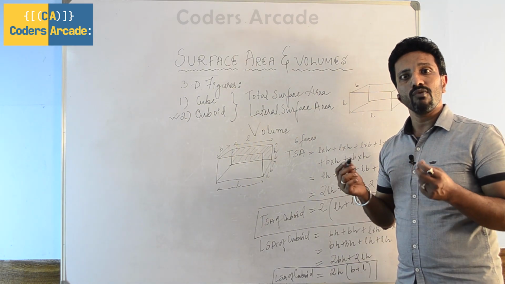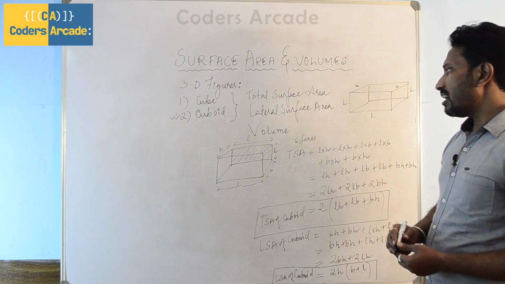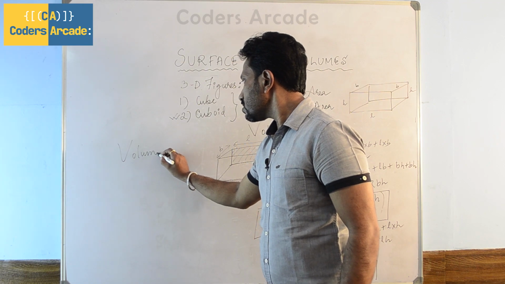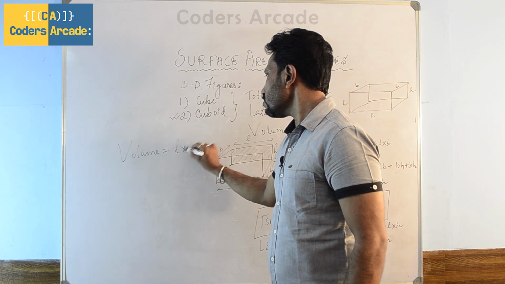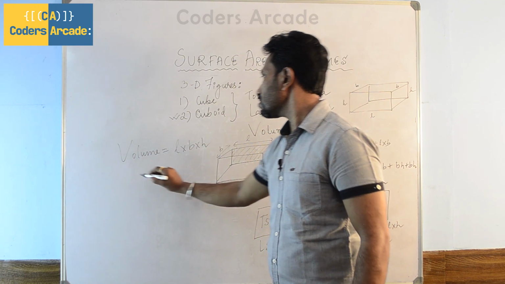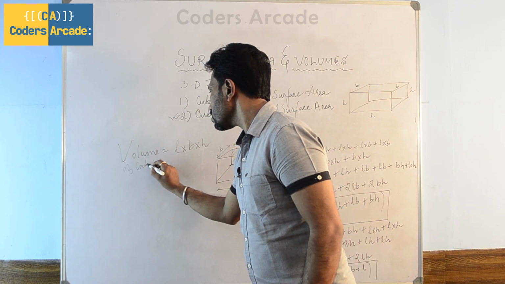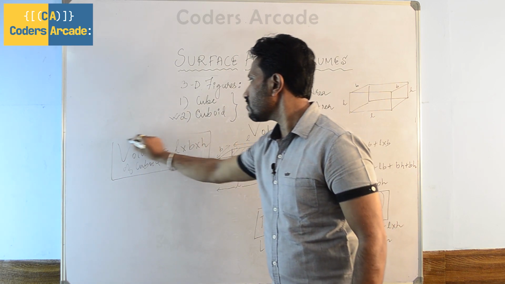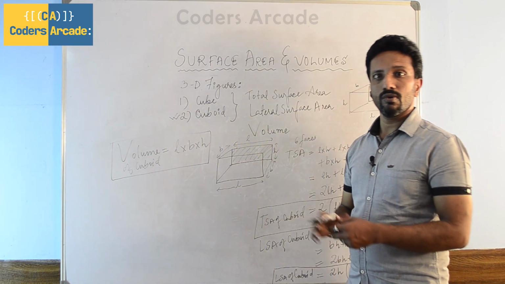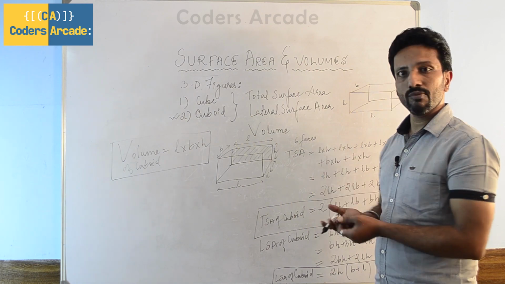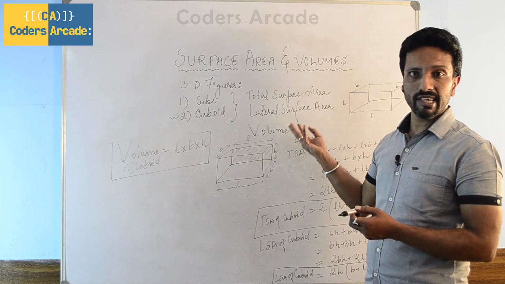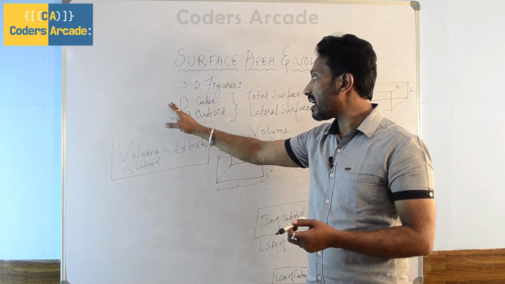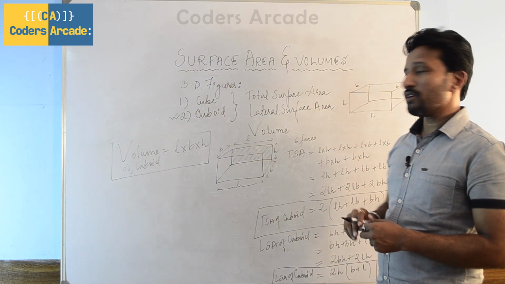And coming to the volume of a cuboid, let me write it here. Volume is equal to length into breadth into height of cuboid. So this is the formula for volume of a cuboid. So in this session, we have covered the total surface area, the lateral surface area, and the volume of both cube and the cuboid. So I hope you have understood this.